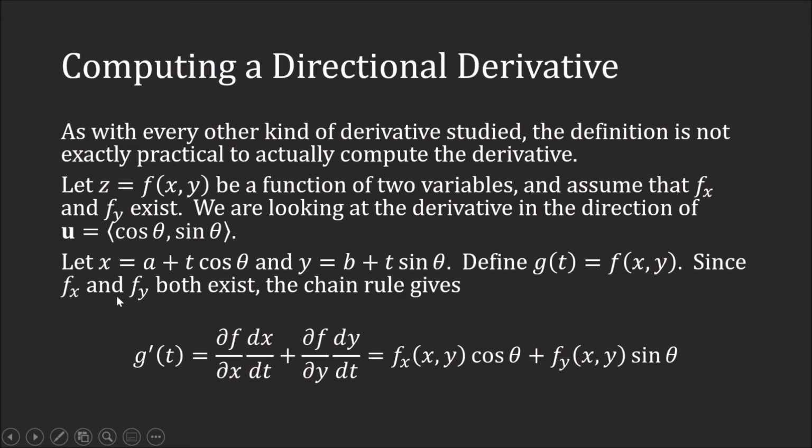Since f sub x and f sub y both exist, the chain rule gives us g prime of t is partial f partial x times dx dt plus partial f partial y times dy dt. So this is f sub x of x, y times dx dt, which here would be cosine of theta, plus f sub y of x, y times dy dt, the derivative of this, which is just sine of theta.